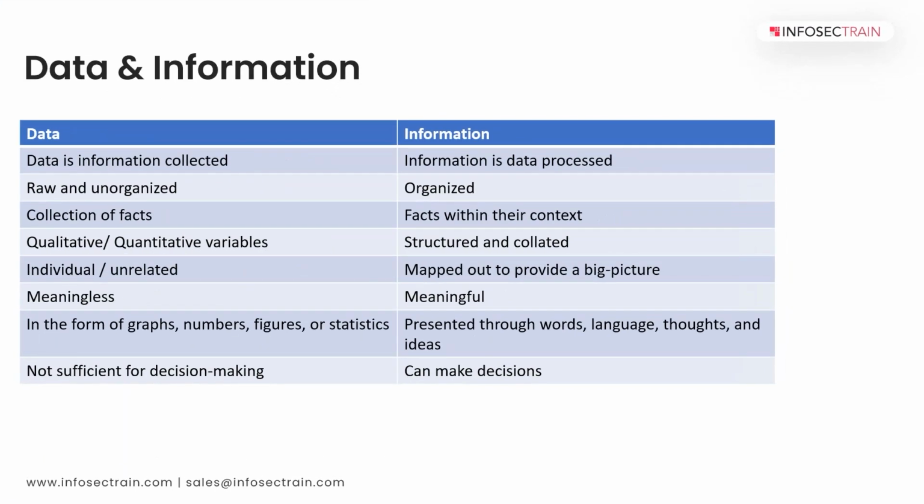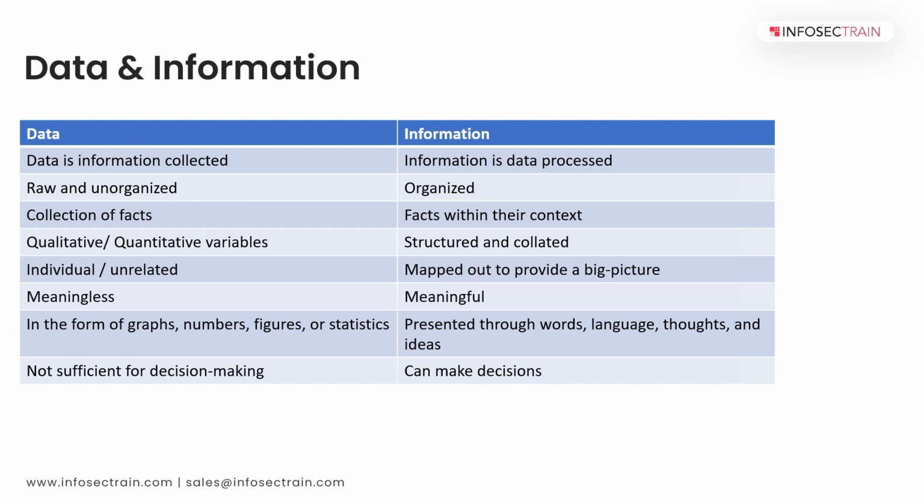It can be of any media type: a graph, a number, text, figure, or statistics, whatever it is. And it is not going to help us decide anything unless you set a context for it. So that is what information is. You use this raw data, you set a context for it, and then you analyze it.